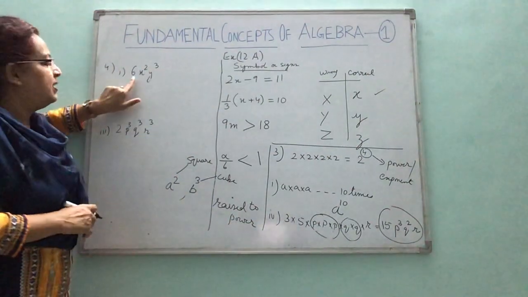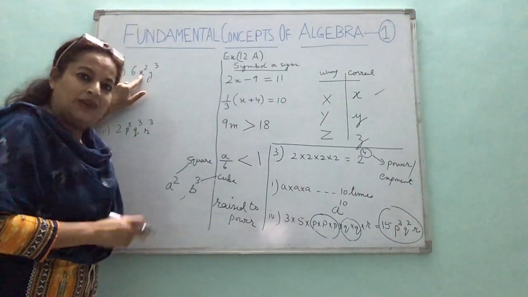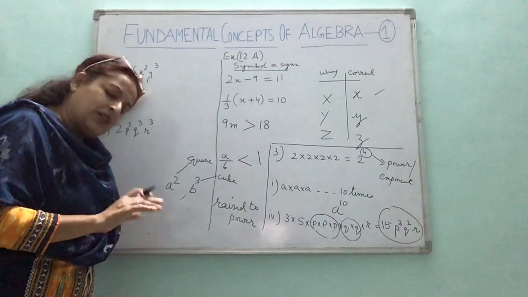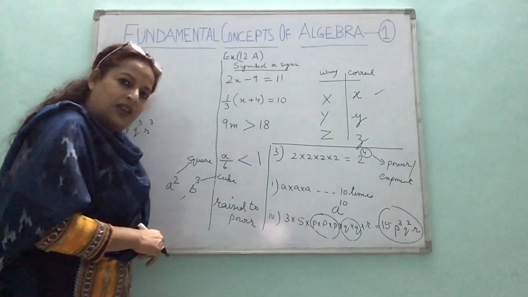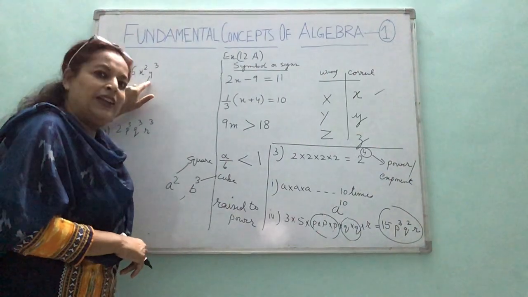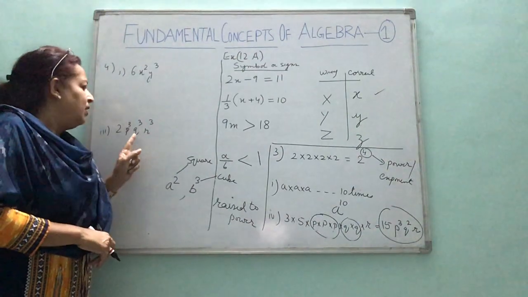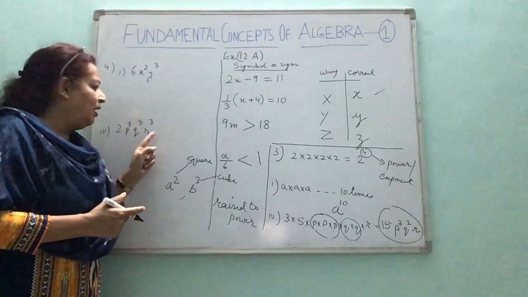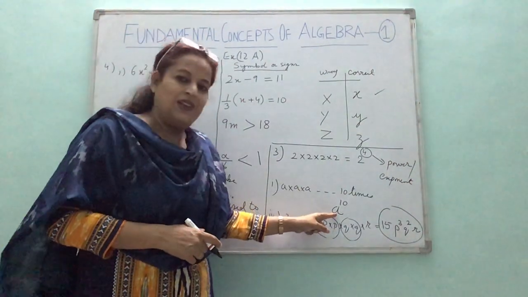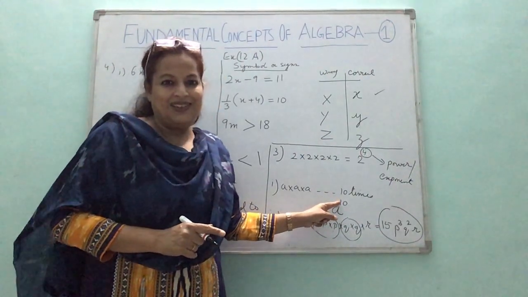So how will we read this? 6 x square should be said as x square, not x raised to power 2. Don't say raised to power 2, it is not wrong, but you should say x square y cube. 6 x square y cube. How will you read this? 2 p cube, q cube, r cube. In all the cases it is power 3. How will you read this? Now there is no special term, so a raised to power 10.